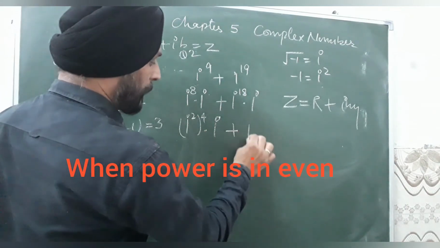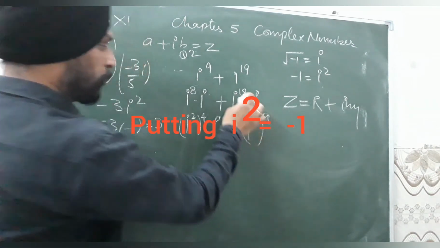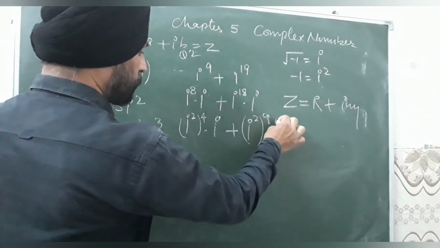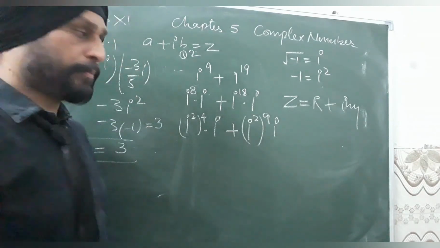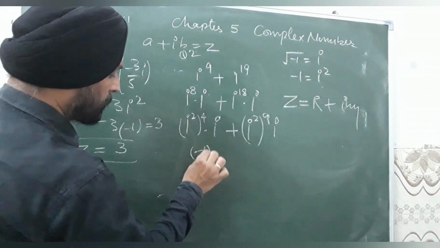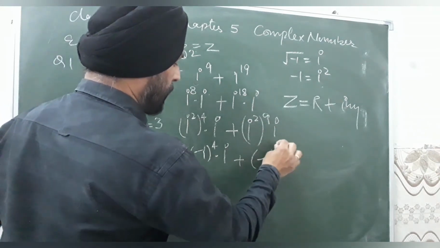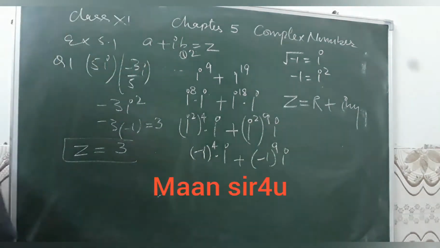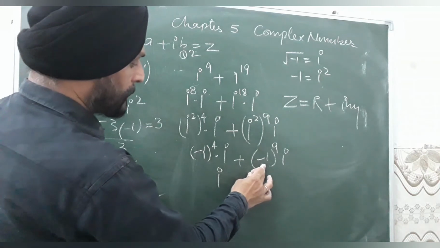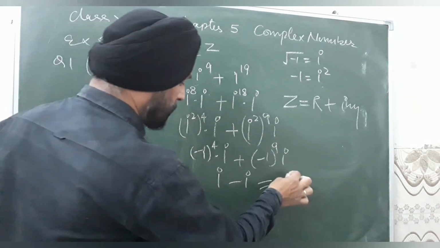Now same as it is, my dear students, for 18 you will put i square raised to power 9, since 9 times 2 is 18. I hope you are enjoying with me. Yes. Now i. That's it, student. Very simple. Now i square can be converted into minus 1. So this is minus 1 raised to power 4 into i plus minus 1 raised to power 9 into i. Now minus 1 raised to power 4 is positive, so that is plus i. Here minus 1 raised to power 9 gives minus i. And the final answer is 0.